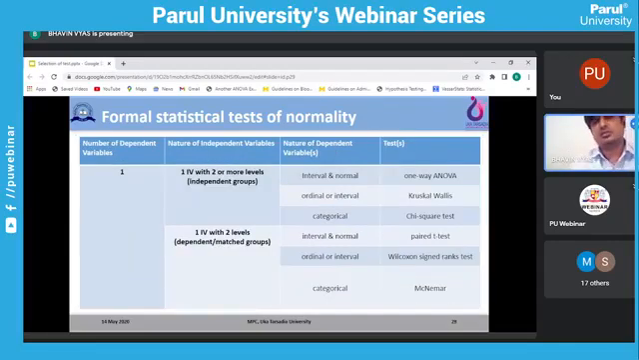Now the third condition, where you have one dependent variable and an independent variable with more than two levels. So you have three groups. If it is measured as continuous and normally distributed, use one-way ANOVA. The equivalent non-parametric test for ordinal data is called the Kruskal-Wallis test. If it is categorical data, you can go for the chi-square test.